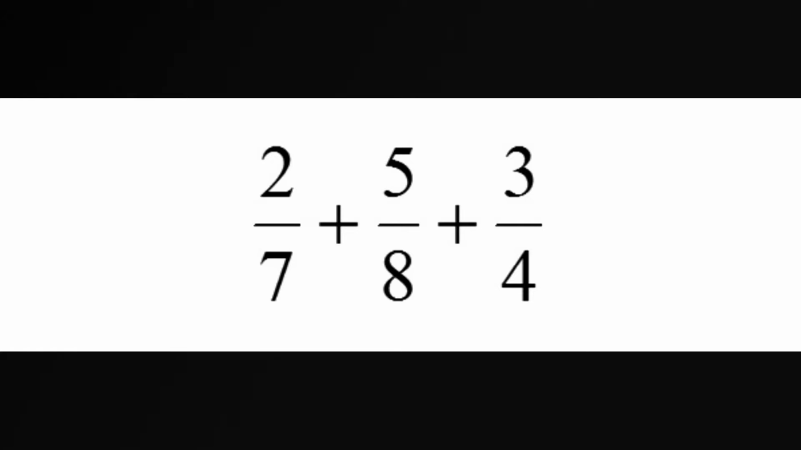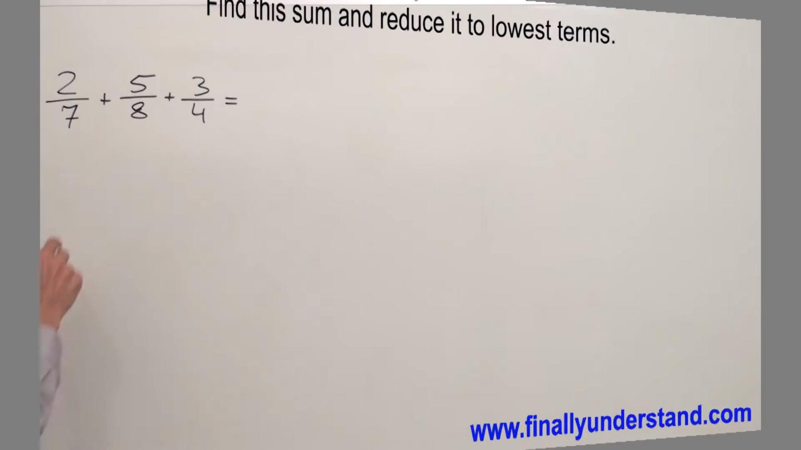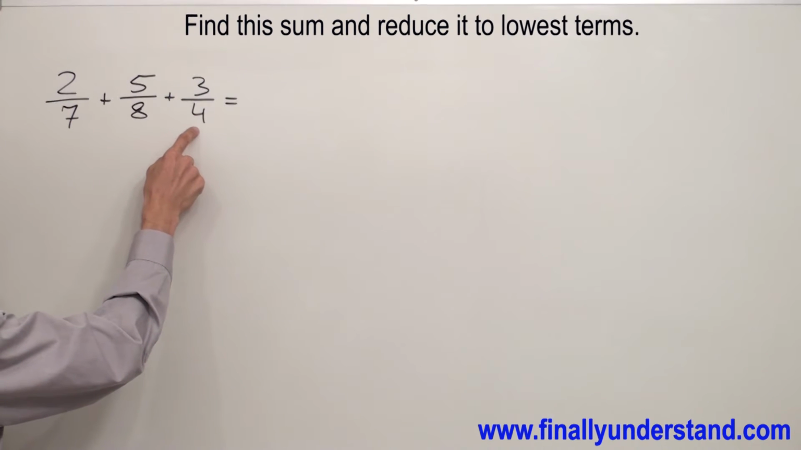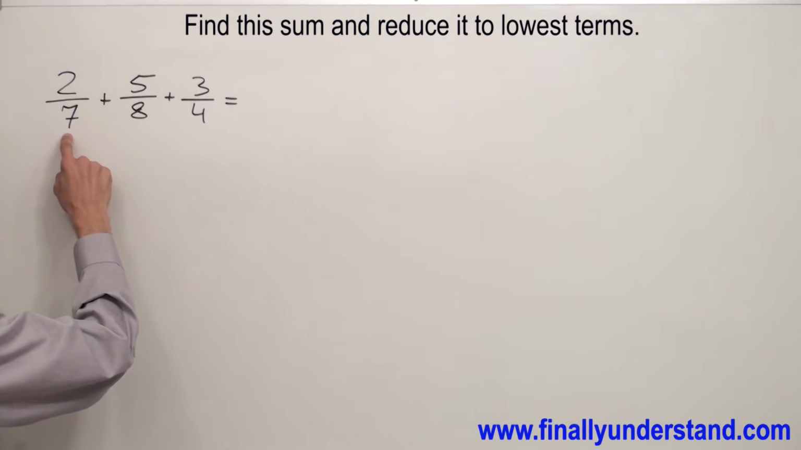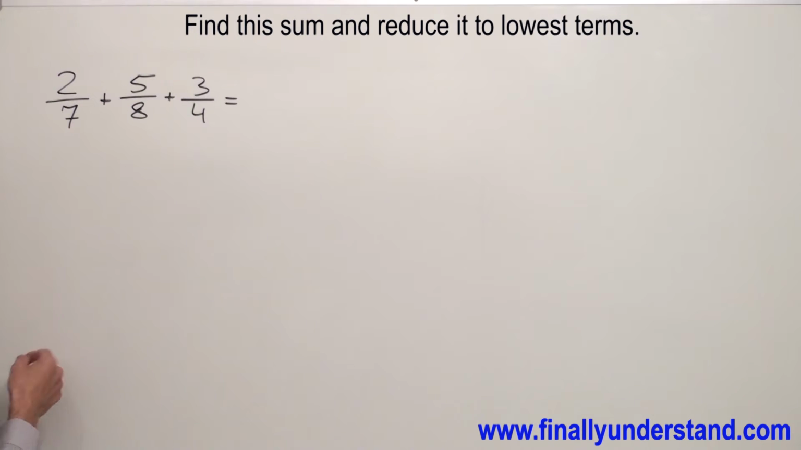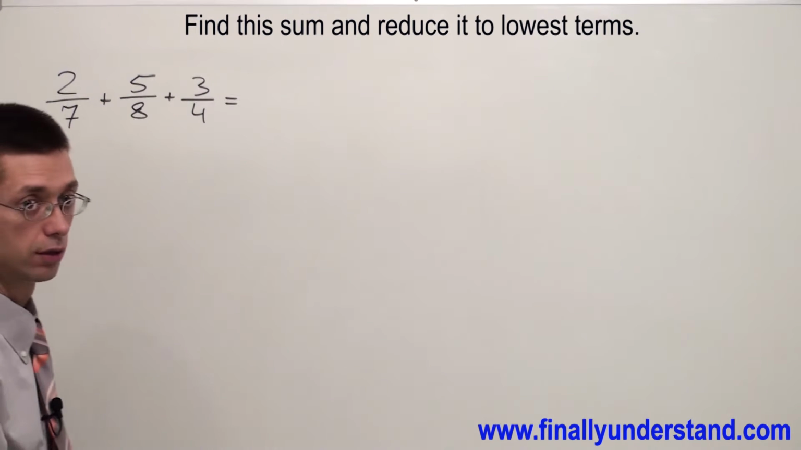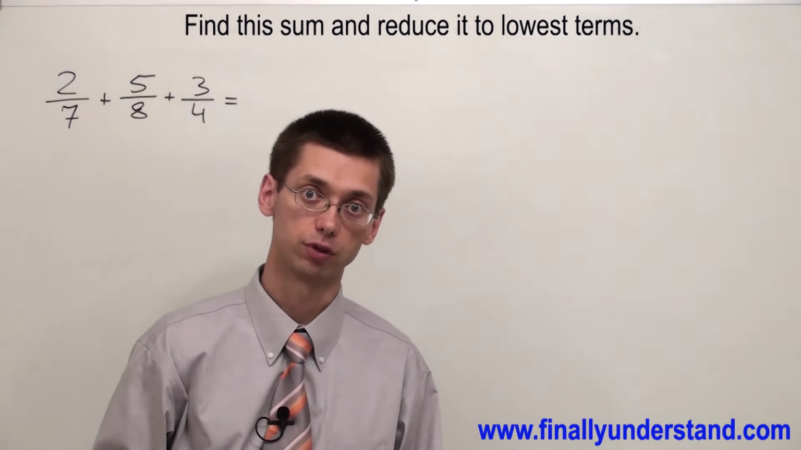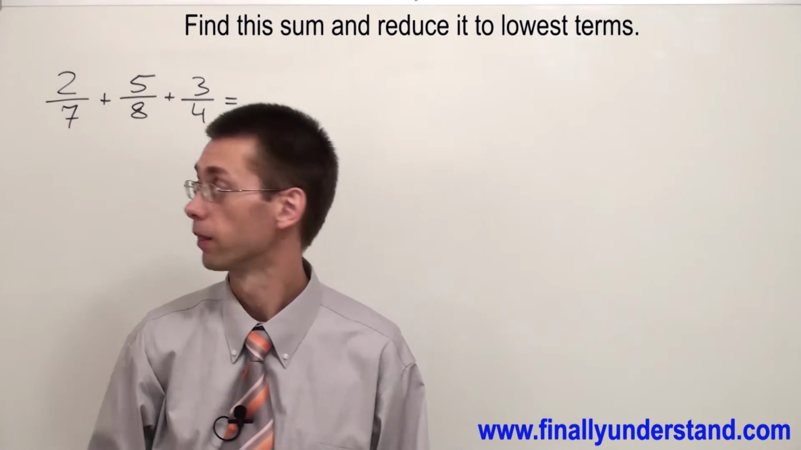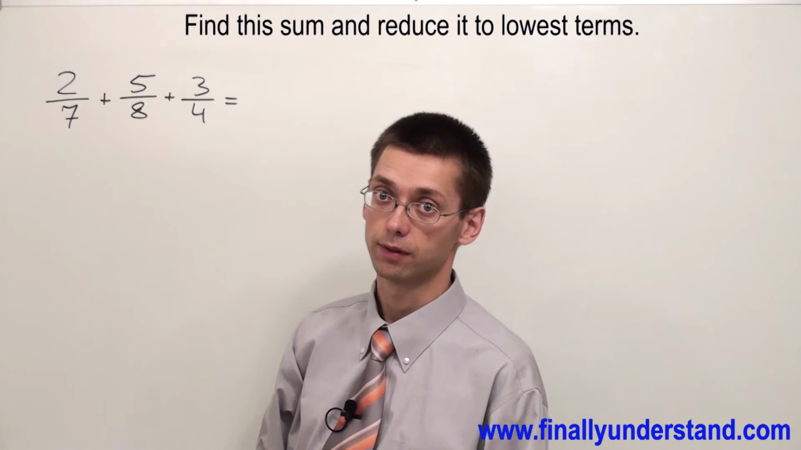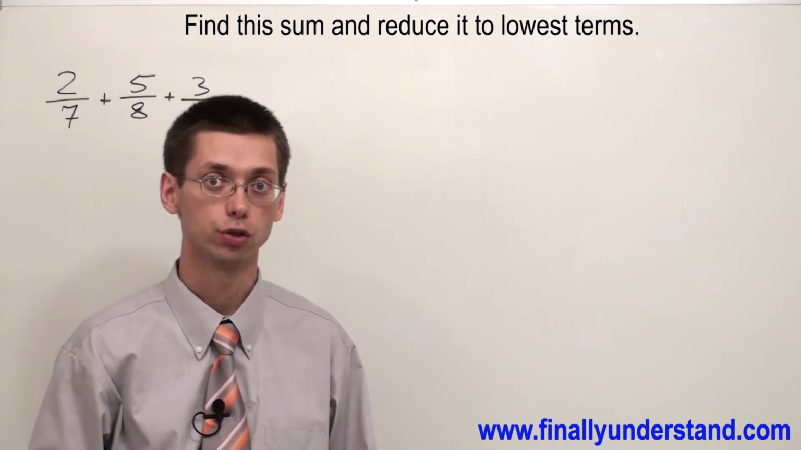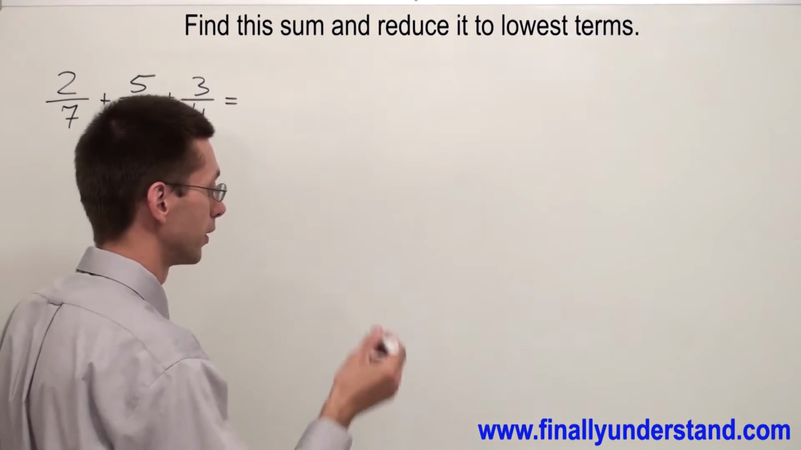Let's try to add these fractions. Let me remind you that anytime you want to add fractions, you have to make sure that you are going to have a common denominator. In this case, we have different denominators. The common denominator for this problem is 56. Are you seeing that? Okay, for those of you who are not seeing that, let me help you.